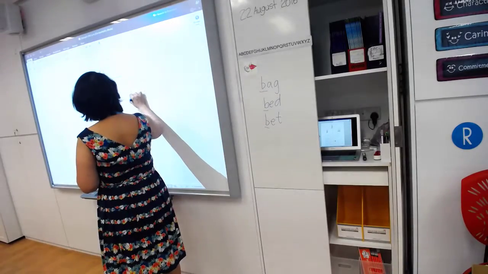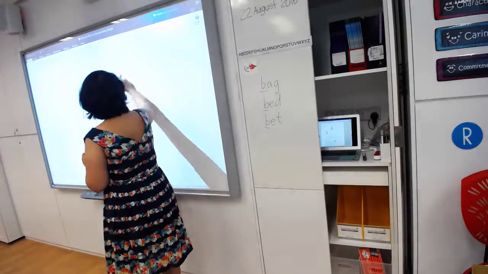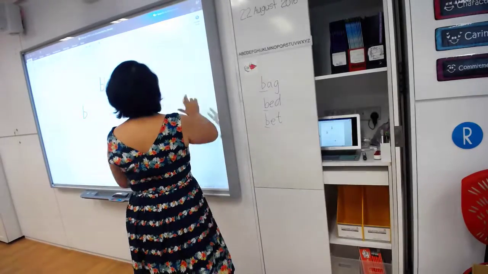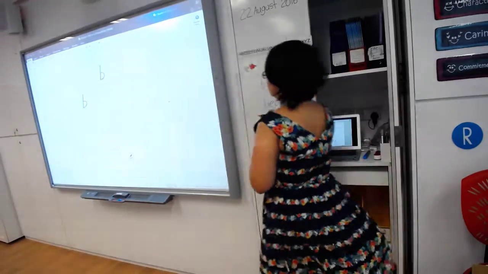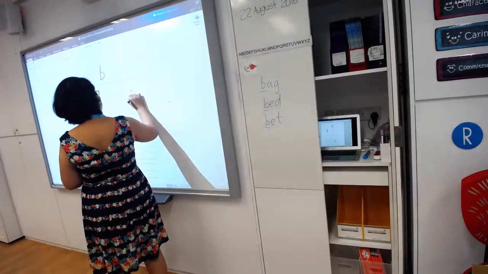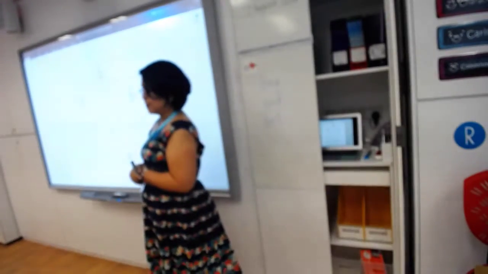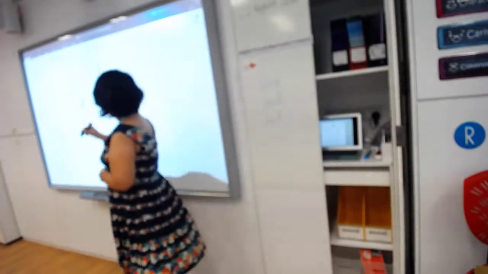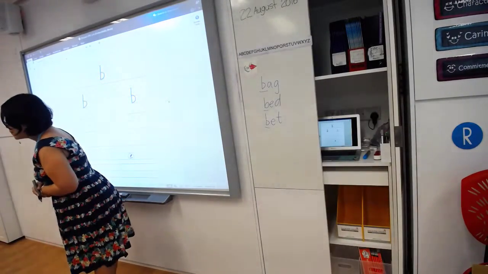Trace. Down. Oops, it's moving. Hold on. You can already start. Okay, trace down. Close. Okay. Third copy, name the letter. B.